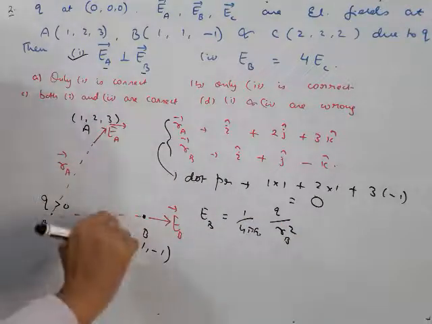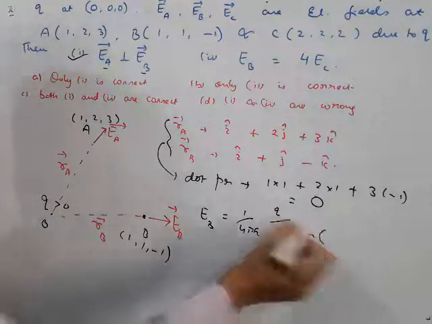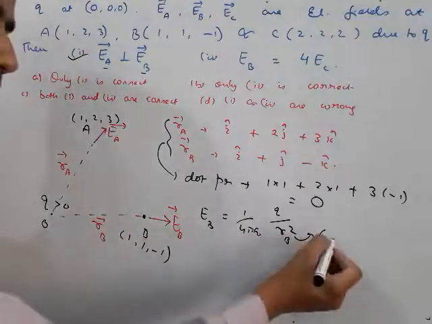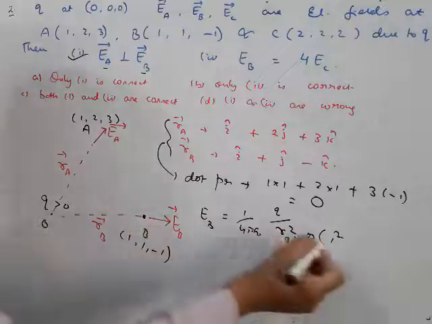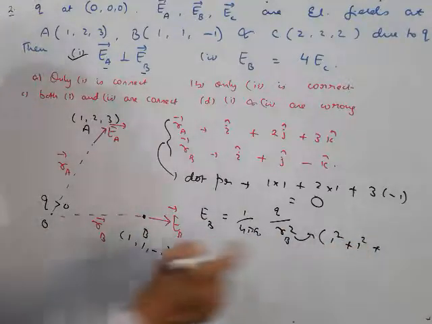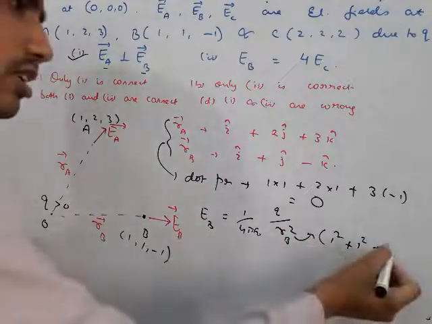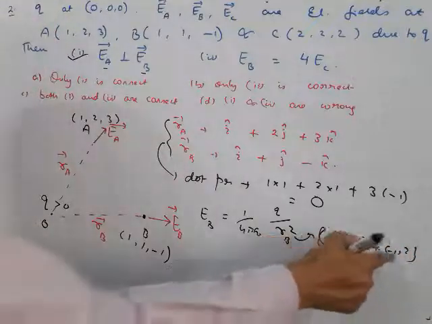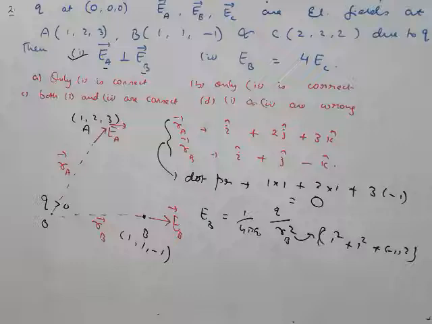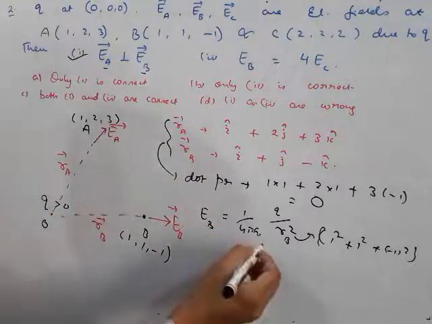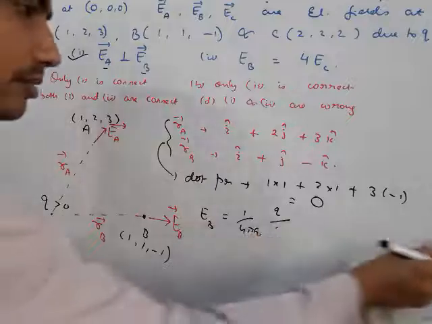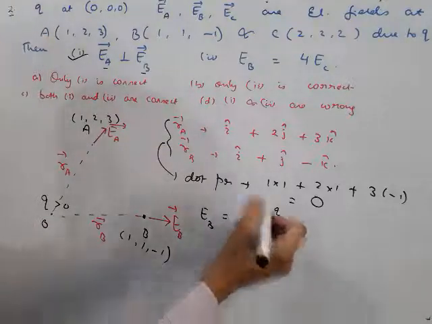Now how much will be this distance square? This distance square will be the difference of x coordinates square, that is 1 minus 0 square, that is 1 square, plus again 1 minus 0 square, plus minus 1 minus 0 square. So this gives the value 1 plus 1 plus 1, that is 3. So this becomes 3. I am not putting other values.